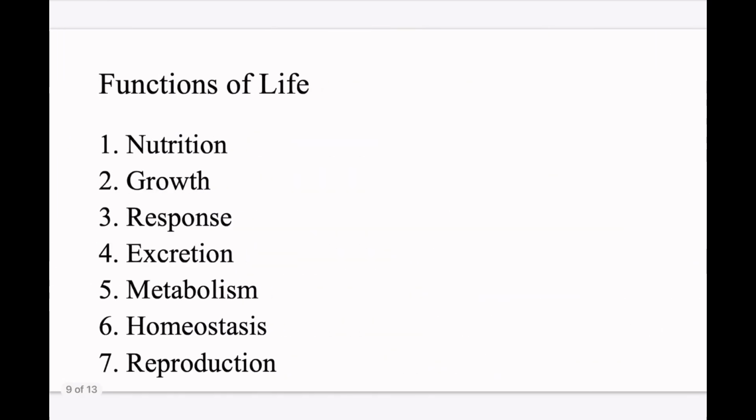Now that we know what a cell is, what exactly do these cells do? All living things have a total of 7 common functions that they perform. Nutrition, which is how they obtain organic molecules for energy or essential nutrients. Growth, increasing in size and mass. Response, reacting to different stimuli like light or contact. Excretion, the removal of waste products. Metabolism, all chemical reactions that happen in an organism involved in sustaining life. Homeostasis, how the organisms work to keep parts of their internal conditions in an acceptable range. And reproduction, producing offspring.